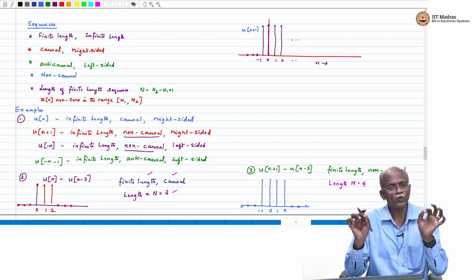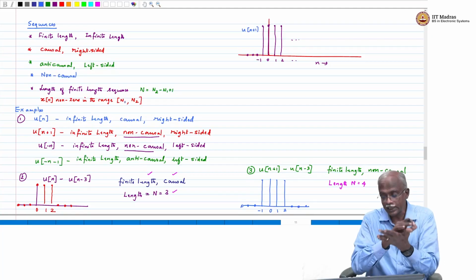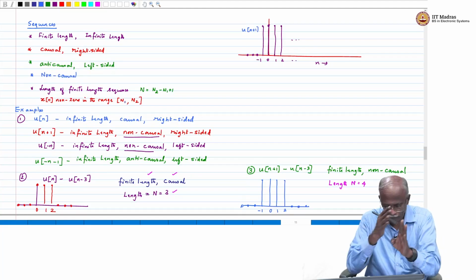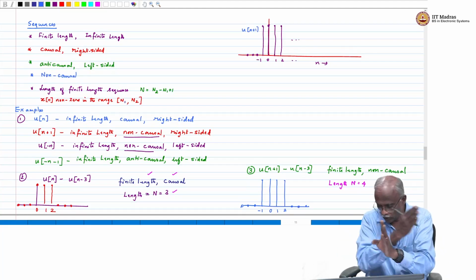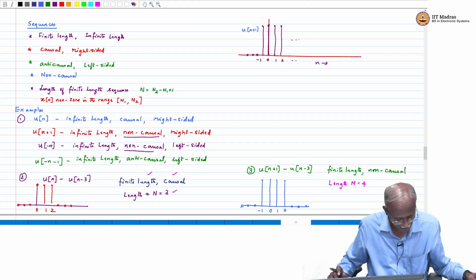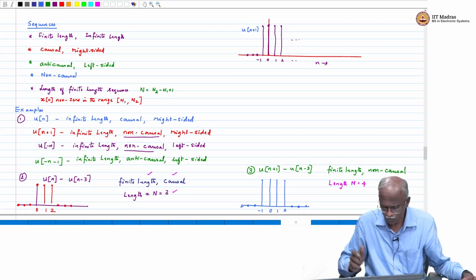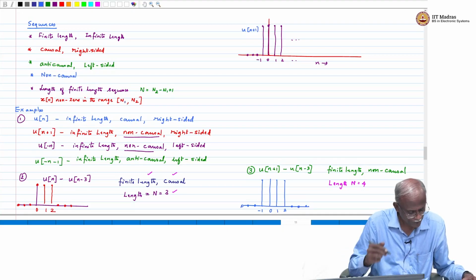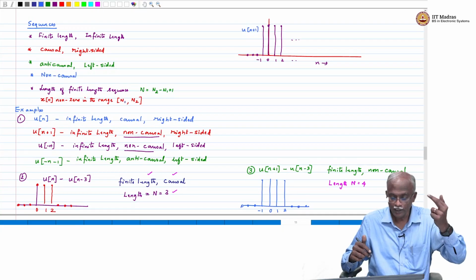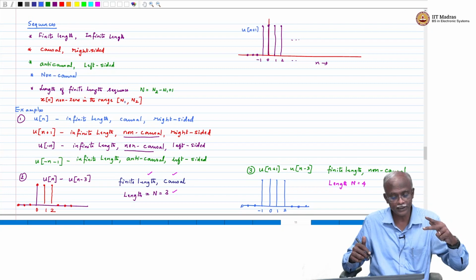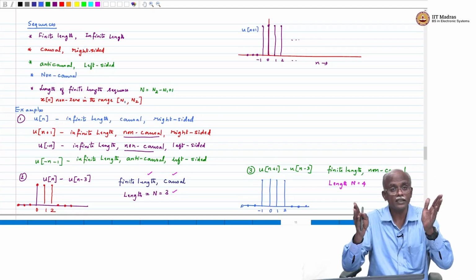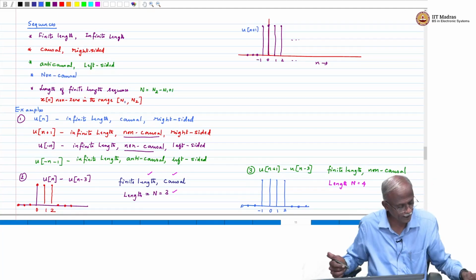So you should be able to write down or sketch the sequences once expressions are given, and always go from first principles and sketch it, and then do the shifting if shifting is involved, and then come up with the final answer and give the observations. So these are some of the aspects that we have covered. Important things to remember: causal, anti-causal. What are the strict definitions? Right-sided, left-sided. Non-causal if it has both sides, and any computation of length if it is a finite length sequence.